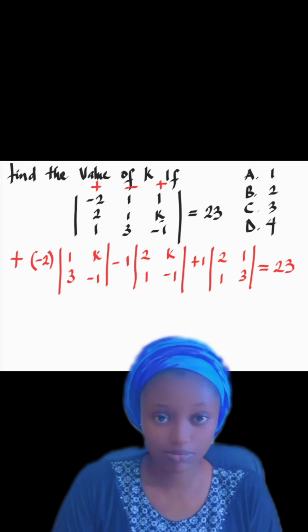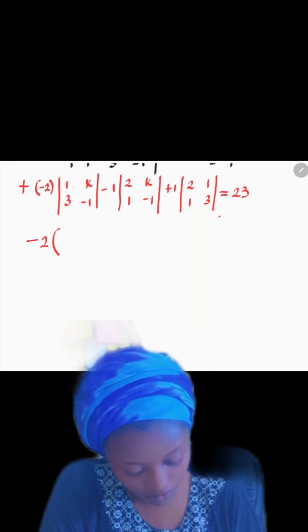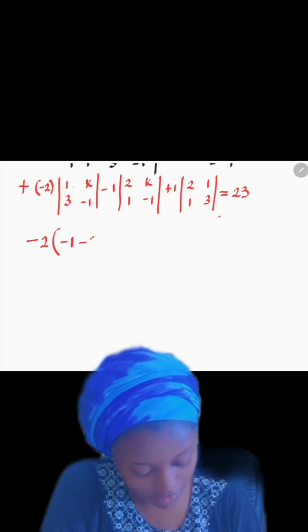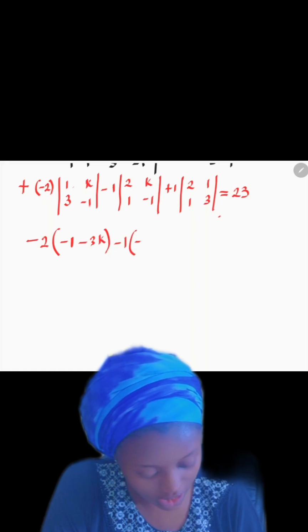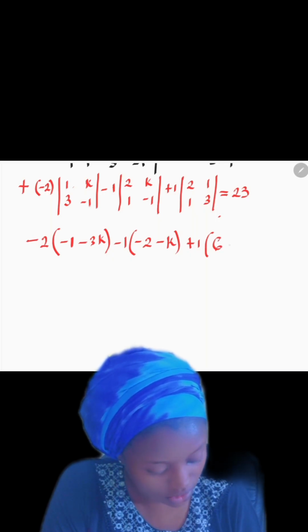So let's move on by simplifying the problem we have here. So we have plus times minus is a minus. We have minus 2 open bracket. 1 times minus 1 is minus 1. Minus 3 times k is 3k, minus 1. 2 times minus 1 is minus 2. Minus 1 times k is k, plus 1 open bracket. 2 times 3 is 6. 1 times 1 is 1, so we have minus 1. This is equal to 23.